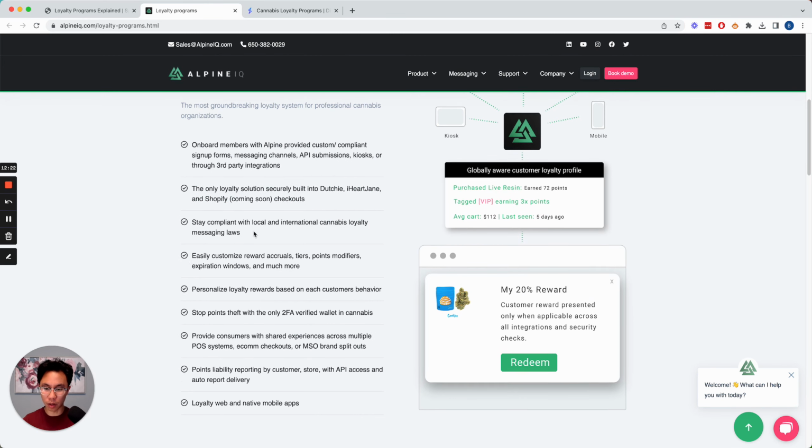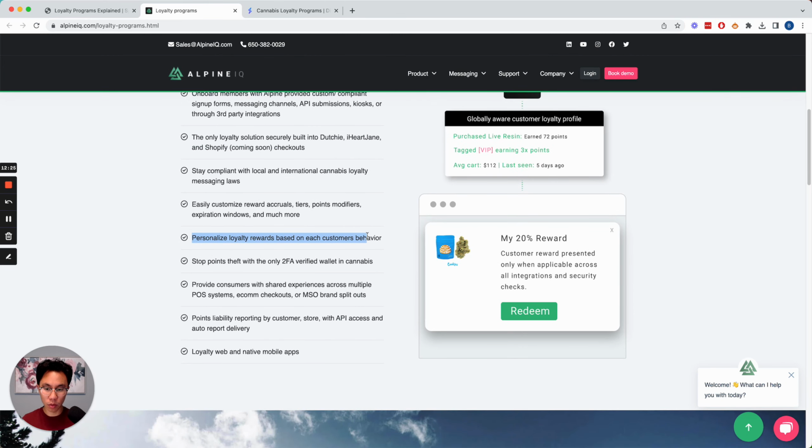Compliance, goes without saying, that's a big one. Personalized loyalty rewards based on each customer's behavior. Again, this is very good. Having customized rewards based on customer behavior is really important.